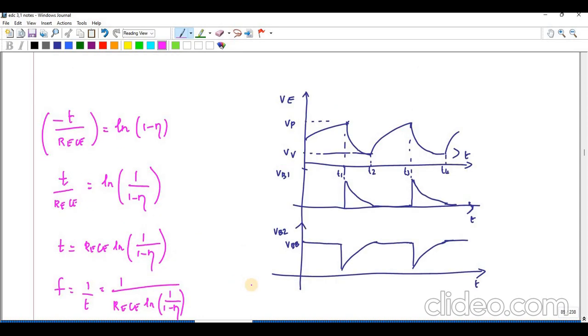So this I can write as t is equal to RECE ln 1 divided by 1 minus intrinsic standoff ratio. Since t and f are inversely proportional, that is f is equal to 1 divided by t, I can write frequency is equal to 1 divided by RECE ln 1 divided by 1 minus intrinsic standoff ratio.